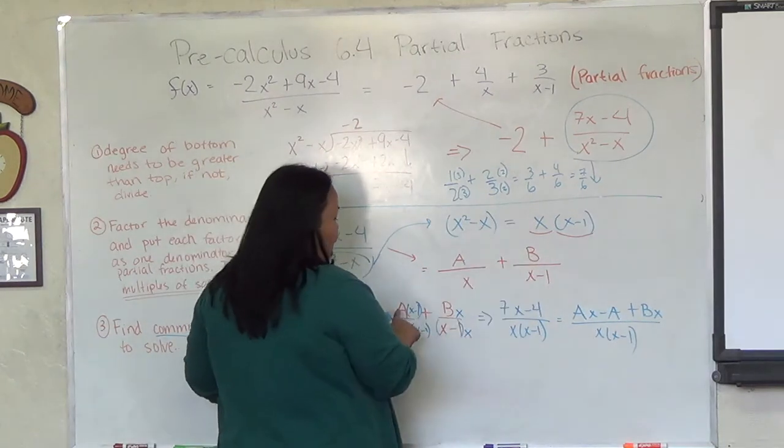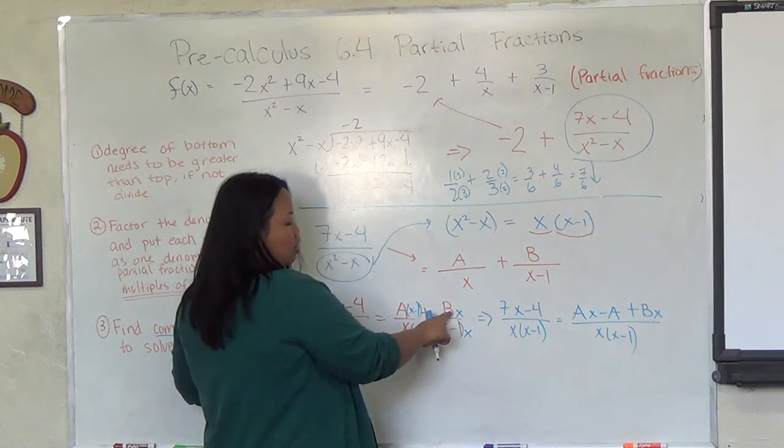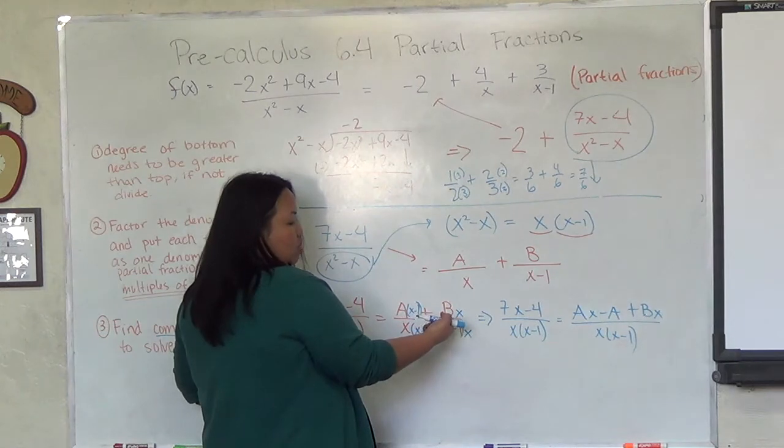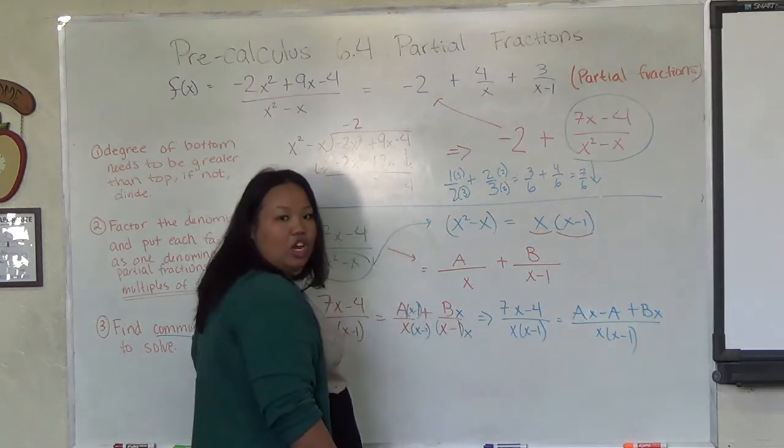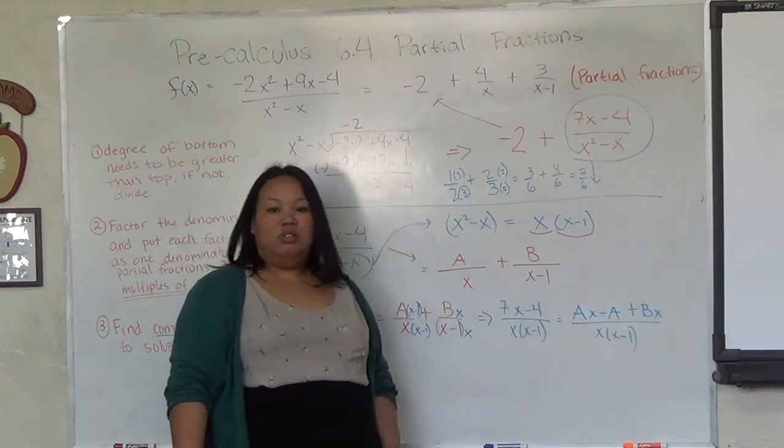That's what we did. I took this, distributed it. Bx has nothing to distribute. And because this is all one denominator, I put them all in one fraction. Are there any questions on how I got this?